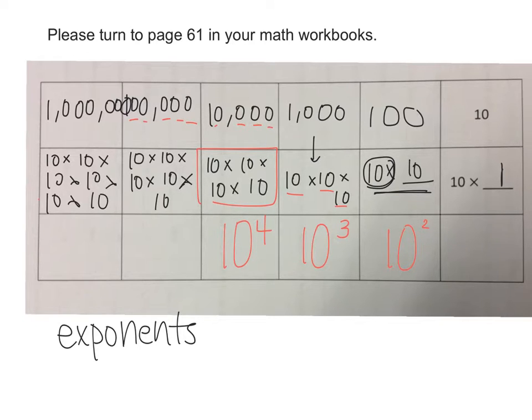You did. Good. What about for 100,000? How many times did I use 10 as a factor? Ella? 5. So it should be 10 to the power of? 5. Good. And finally for 1 million, it should be 10 to the power of? 6. Okay. What about for 10? How many times did I use 10 as a factor? 1. So it's actually 10 to the power of 1.